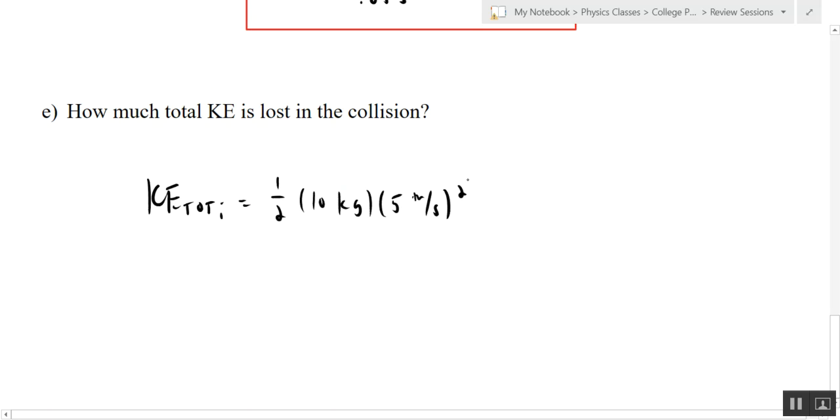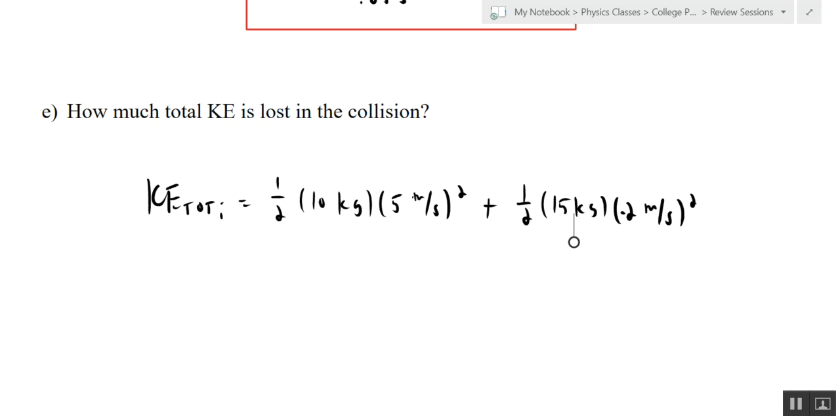So that's 125, I think, because it's 5 squared, which is 25 times 10, just 250 divided by 2, so it's 125 joules just from the first mass, plus 1/2 times 15 times negative 2. Well, you're squaring it, so it becomes 4 anyhow. But this is 30, right? Because it's 4 times 15, which is 60 divided by 2, which is 30. Is that right?